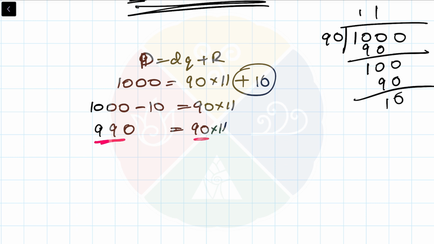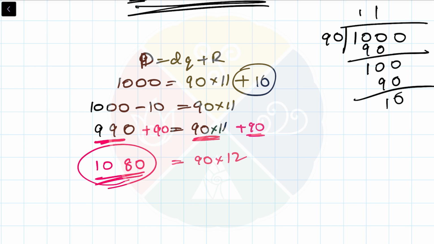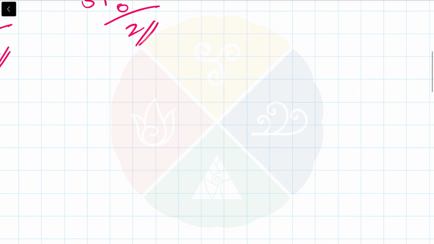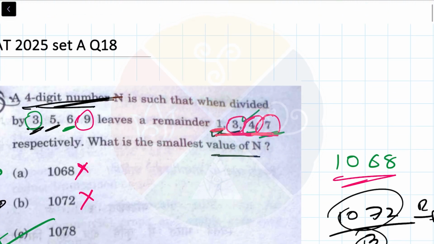If I want to find the next multiple, the 4-digit number which is divisible by 90, I simply have to add 90 to both sides. I will get 990 plus 90, which is 90 into 12. So this is the next number which is divisible, the smallest 4-digit number divisible by 90. 90x, or 1080, is the smallest 4-digit multiple of 90. Subtracting 2 from it, you will get 1078, which is our answer.